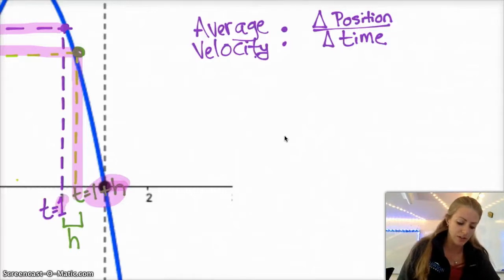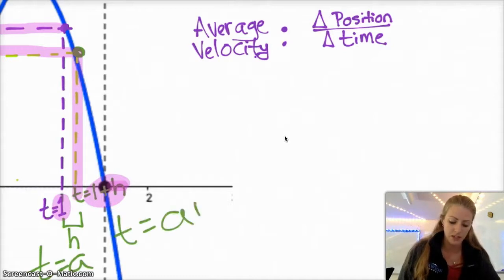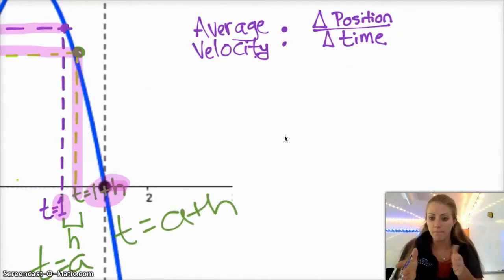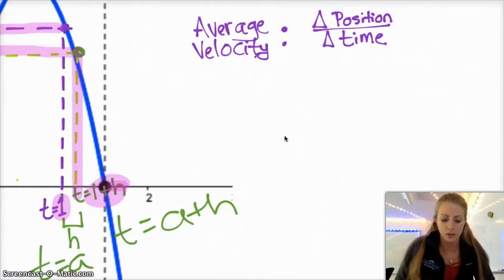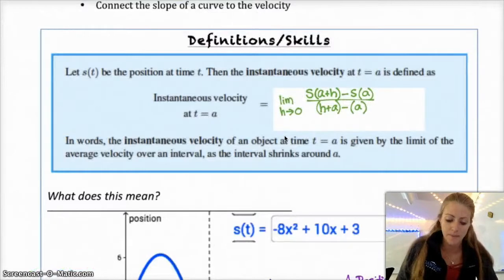If I had just started at t equals a, and I go on to t equals a plus h, I've moved over h amount. And so what I want to do is make that h value closer and closer and closer to 0, which is why we create a limit.